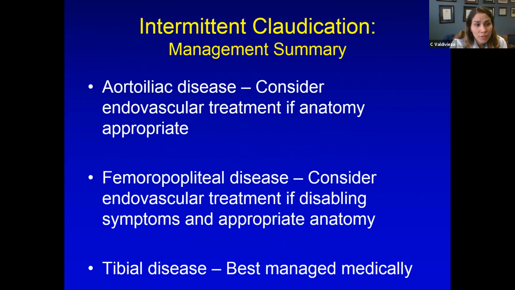Now, for patients with aortoiliac disease, consider endovascular treatment if anatomy is appropriate. And again, this is most often done by vascular specialists. There is, of course, vascular surgery, but some cardiologists also specialize in peripheral vascular interventions. And for femoral popliteal disease, similarly, you can consider endovascular treatment if you have disabling symptoms and appropriate anatomy. Tibial disease is best managed medically, because those arteries are really small and haven't shown such good results with this.